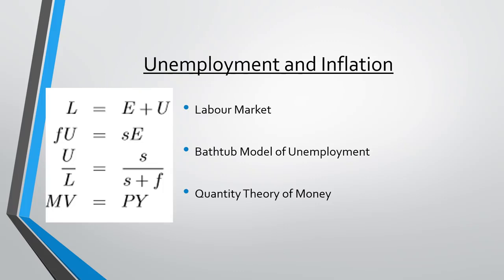Now the next topic covered is the unemployment and inflation topic. There are three key models to remember, including the labour market, bathtub model of unemployment, and the quantity theory of money. Learn these models briefly. However, it is unlikely that the questions on this topic will involve a high level of maths, and it is more important that you cover the qualitative content in relation to this topic.